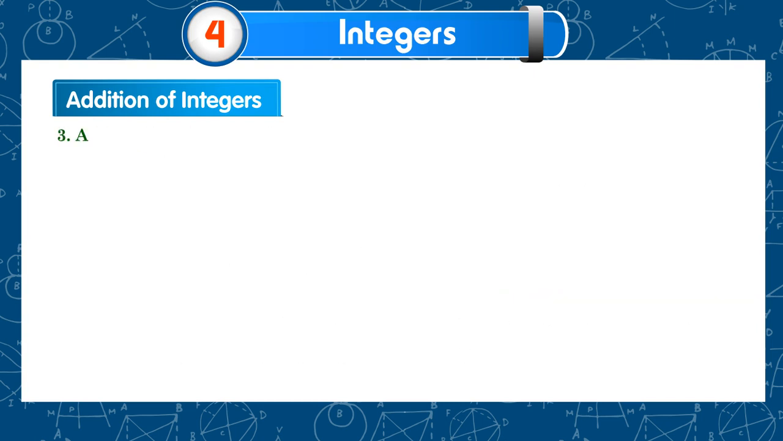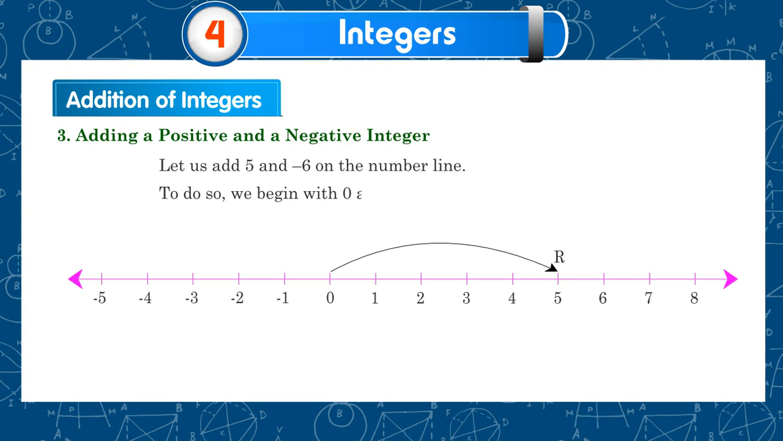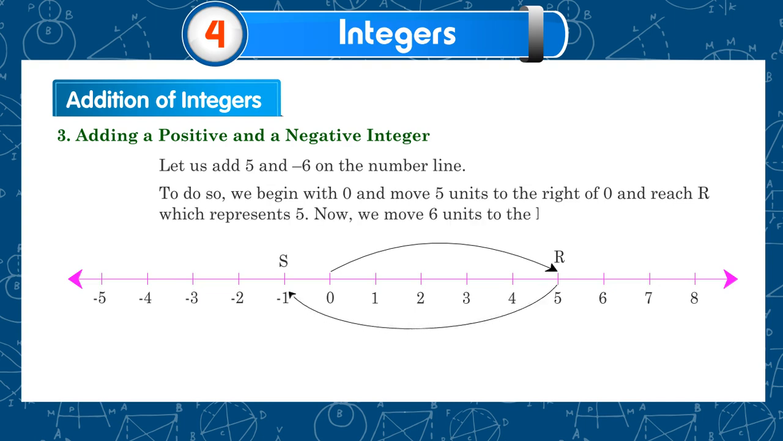Adding a positive and a negative integer. Let us add 5 and -6 on the number line. To do so, we begin with 0 and move 5 units to the right of 0 and reach R, which represents 5. Now we move 6 units to the left of R and reach point S. Point S represents -1, so 5 plus -6 equals -1.